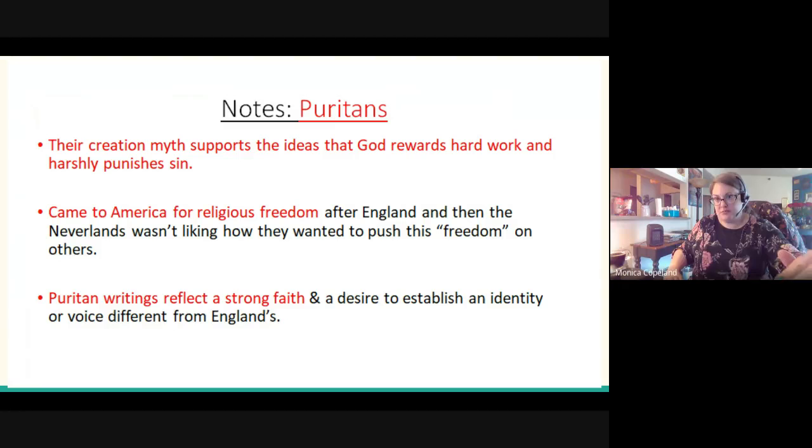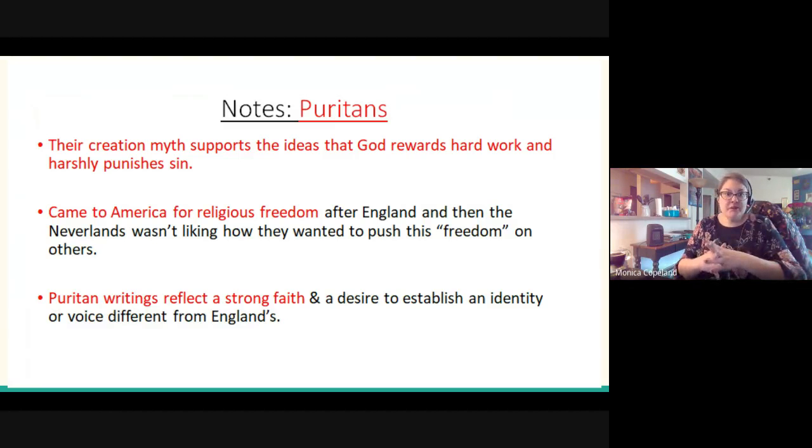Okay, some last thoughts on these people you're going to learn and read about. Their creation myth supports the ideas that God rewards hard work and harshly punishes sin. Their version of God is not a loving creator. It's kind of like an angry dad, right? They're a little ironic, the Puritans.